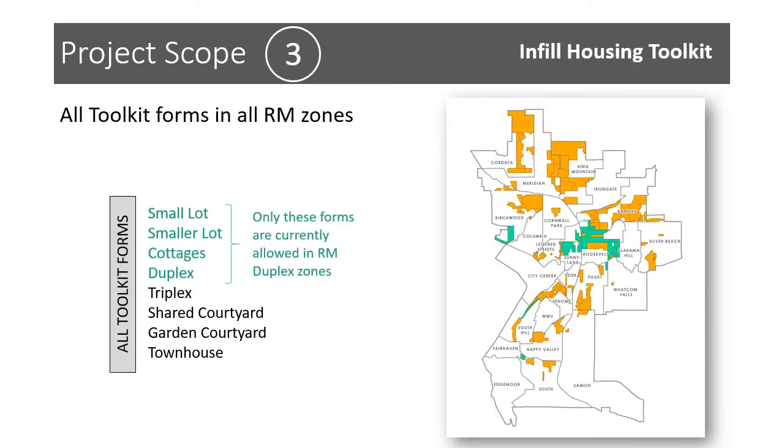The third item in the project scope pertains to the infill housing toolkit. All infill toolkit forms are currently allowed in multifamily zones, except that in multifamily zones with the duplex use qualifier, only small houses, smaller houses, cottages, and duplexes are allowed. The areas with a duplex use qualifier are designated in teal on this map. Staff is evaluating whether all infill toolkit forms should be allowed in all RM zones.